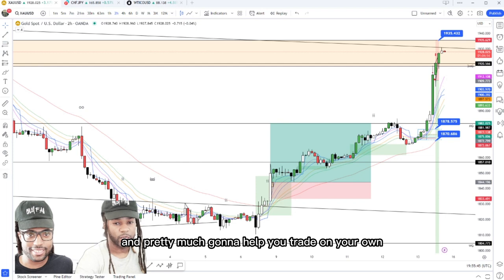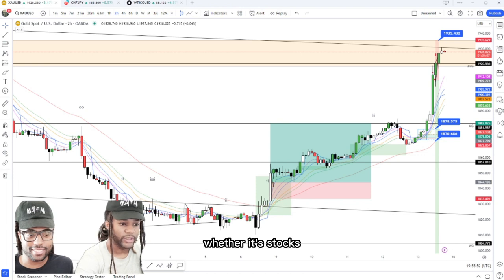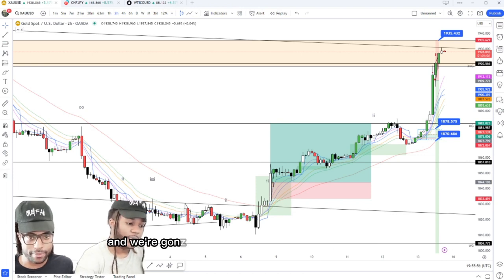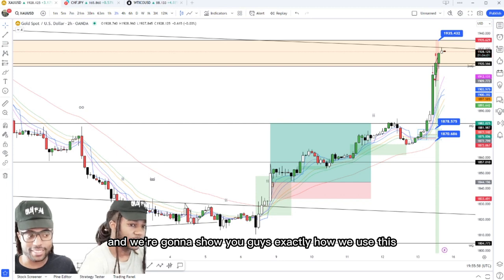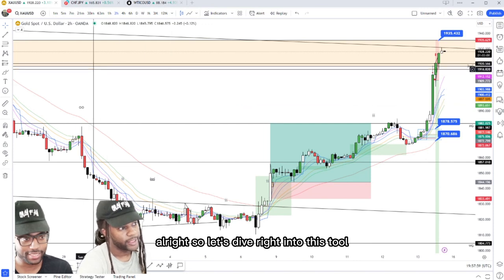And pretty much it's going to help you trade on your own and be able to catch big trades, whether it's crypto, Forex, or stocks. So we're going to dive into the indicator right now, and we're going to show you guys exactly how we use this new revolutionary tool. Alright, so let's dive right into this tool.